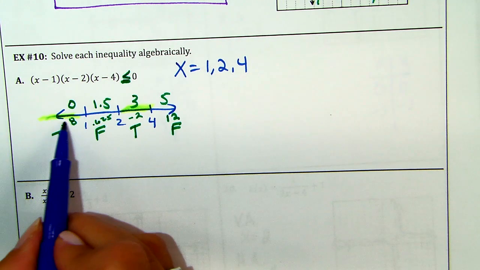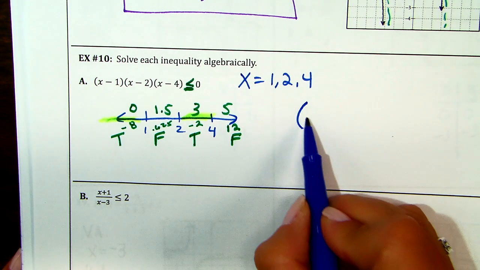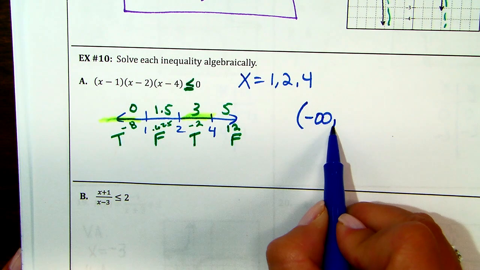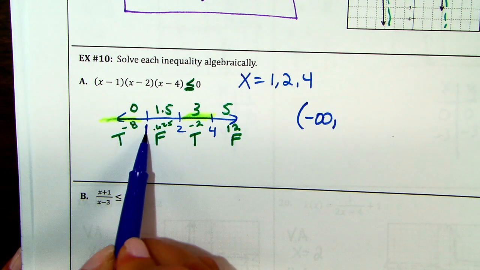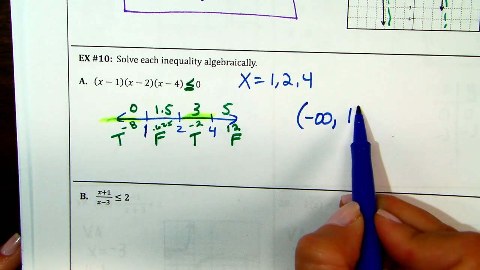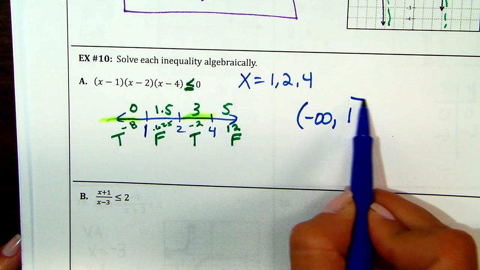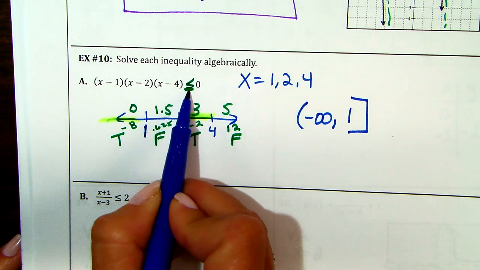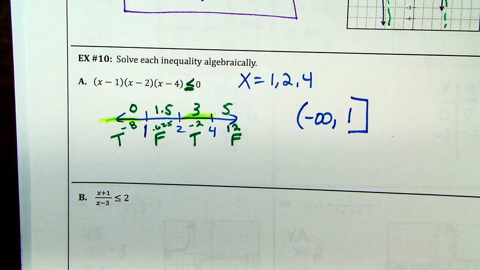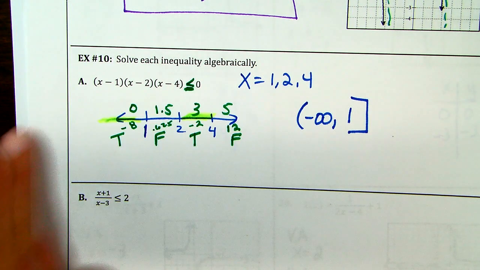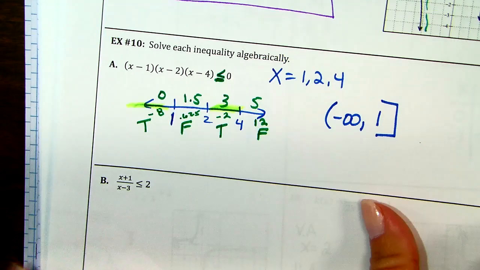So that's -infinity. Always use parentheses for infinity symbols. Up to 1. Bracket or parentheses? It's less than or equal to. Remember, the only time we have to worry about parentheses is infinity symbols. I think we know that. And asymptotes or holes. We're not going to have any holes in this, and there's certainly no asymptotes because there is no x's in the denominator.